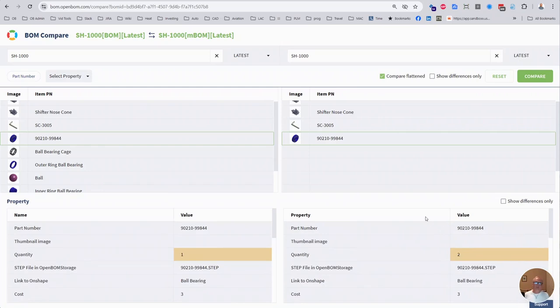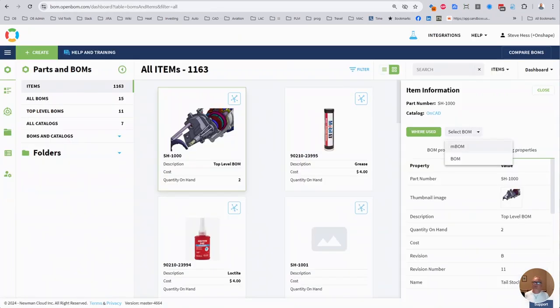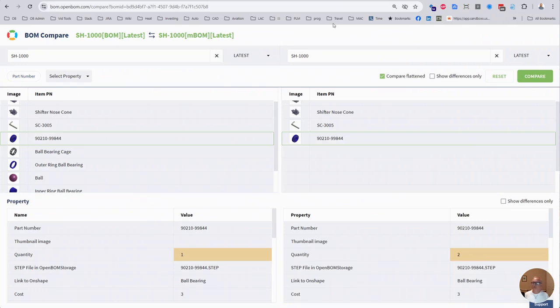The purpose of this video is to demonstrate that for multiple BOM types, you can use the OpenBOM compare utility to highlight the differences at the top level, as well as drill down through the structure. I hope you found this useful.